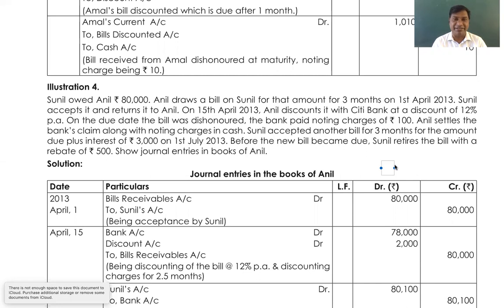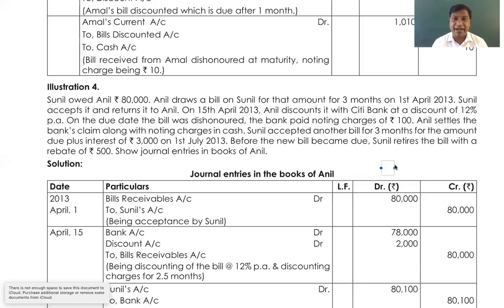Anil is the creditor. Anil took the bill, which is accepted by Sunil, and went to the bank, took the money by discounting that bill of 80,000 at 12% per annum. And when it is dishonored, Anil has to give back the money that he took from the bank, Citibank.